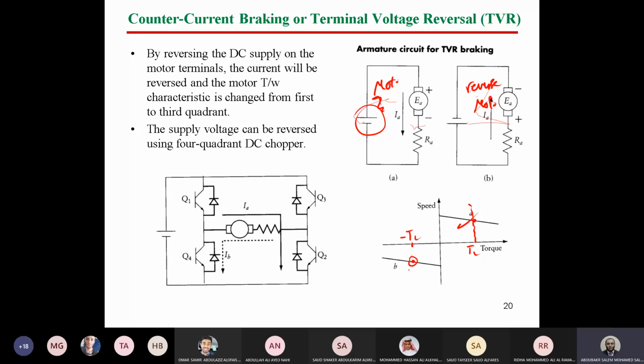Using the 4-quadrant DC chopper or Class E DC chopper, just as we discussed in the previous class. Instead of operating using Q1 and Q2, just operate using Q3 and Q4. In this case, the current will be reversed to be IB like that. So this is how we can make that.